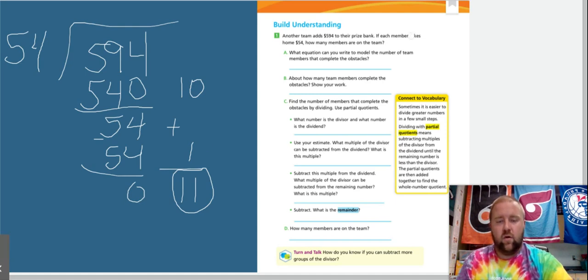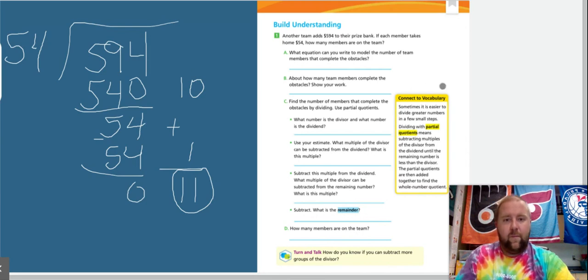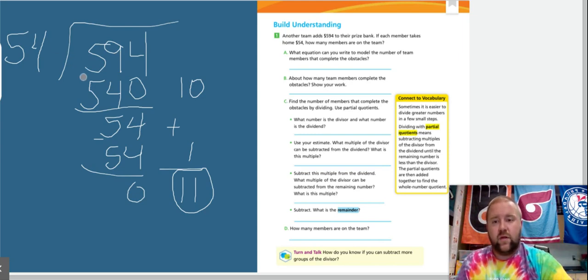All right. So looking at the steps that were given here, what equation can you write to model the number of team members? So 594 divided by 54 is what we did there. Okay. About how many team members complete the obstacle course? So if you're talking about estimating, we did estimating where it was, okay, what is close to 59 that can be divided by 54? We did this before.